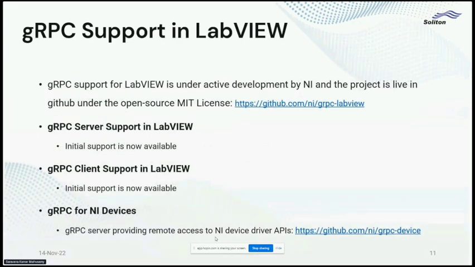So just a quick info: the gRPC support is still being improved by NI, and this is the link where the gRPC can be downloaded under an open source MIT license. Both server and client are supported by NI, and there are certain NI devices that can now be remotely accessed using gRPC servers, and this link contains that as well, right?